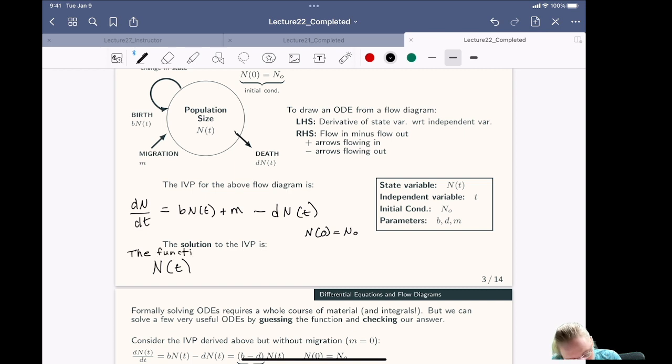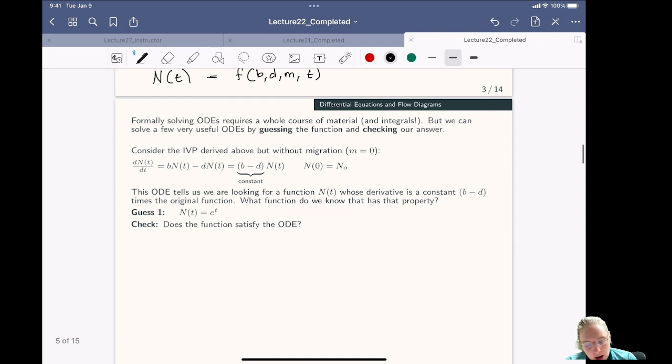The function for your state variable N of t is going to be some function of your parameters. In this model, these are all these constants: the birth rate, the death rate, and the migration rate, and your time t. So you're solving for this function. How do we solve for that function? Well, you would actually have to take a whole class on this.